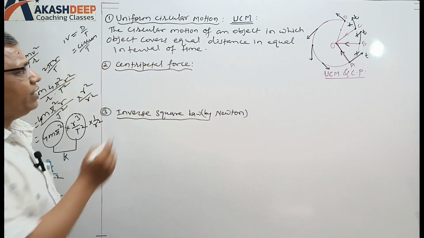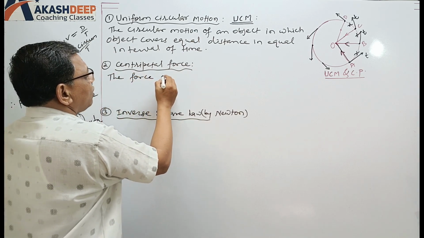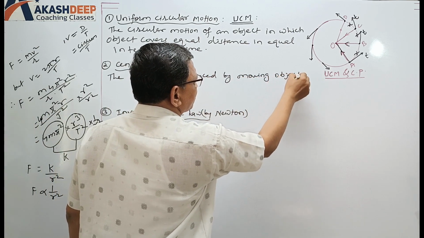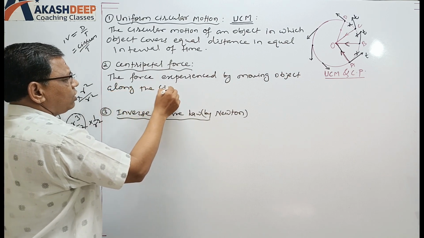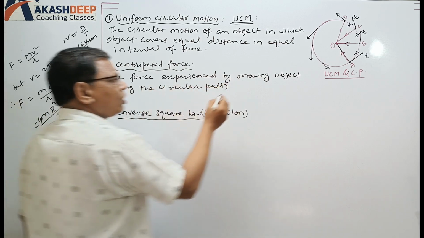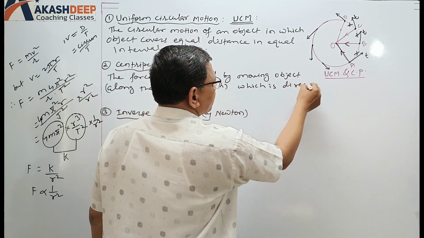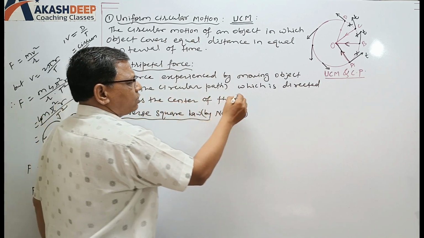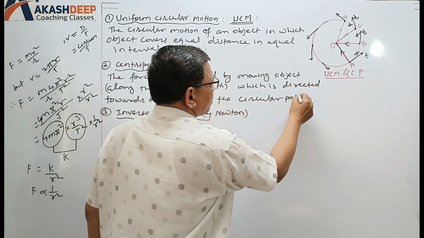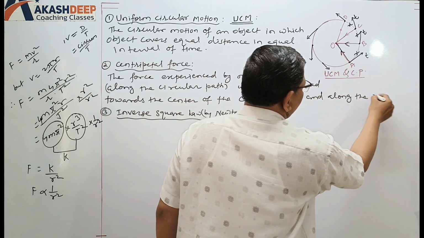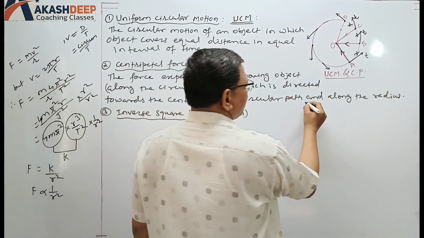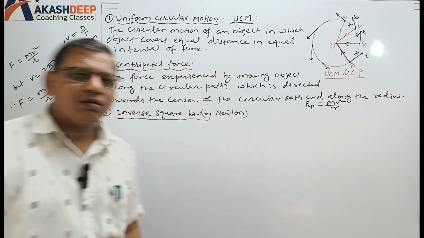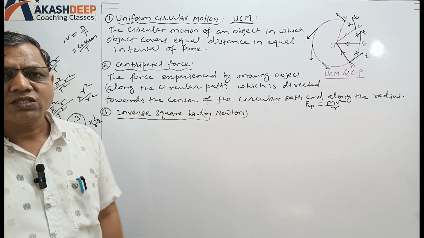Then centripetal force is defined as the force experienced by moving object along the circular path, which is directed towards the center of the circular path and along the radius, which is denoted by F or FCP, and its magnitude is equal to mv square by r, where m is mass of an object, v is the velocity of object, r is the radius of the circular path.